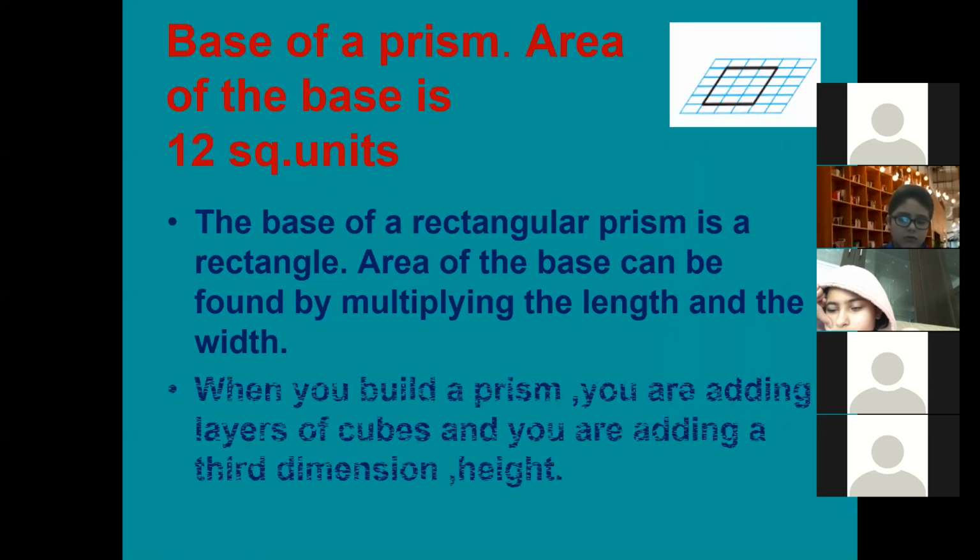Understood? Now, read, Shekha. When you build a prism, you are adding layers of cubes, and you are adding a third dimension, which is the height. So this is only the base. When you add height to the base, then it becomes a prism.